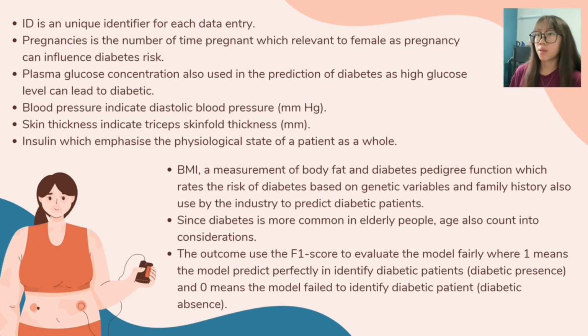BMI is a measure of body fat, and the diabetes pedigree function rates the risk of diabetes based on genetic variables and family history, also used by the industry to predict diabetic patients. Since diabetes is more common in elderly people, age also counts into the consideration. The outcome column uses the F1 score to evaluate the model fairly, where 1 means the model predicts perfectly in identifying diabetic patients, which is diabetic presence, and 0 means the model failed to identify diabetic patients, which means diabetic absence. Next, I will pass to my member.